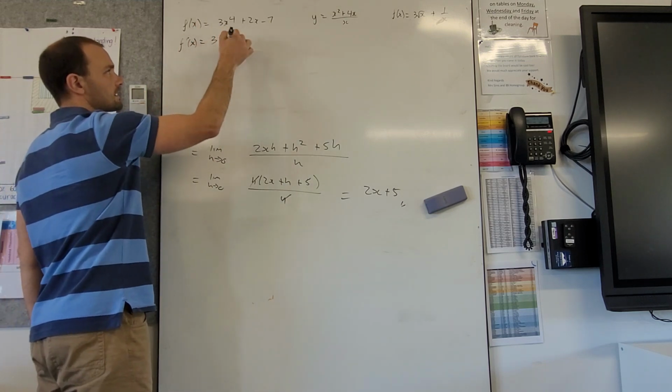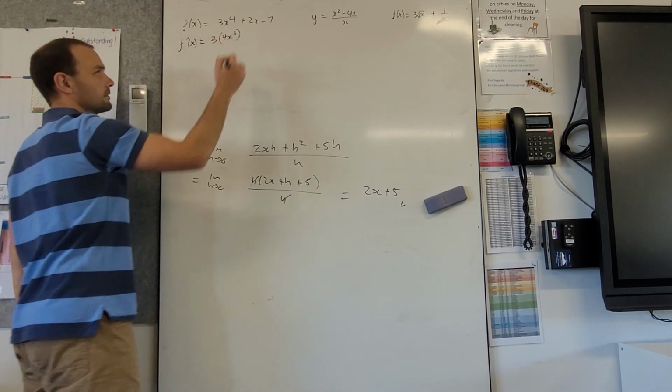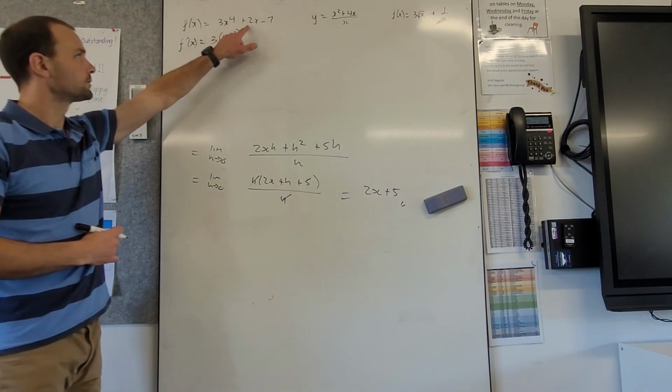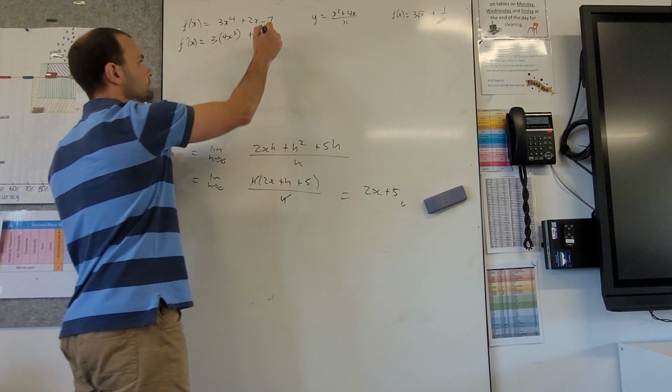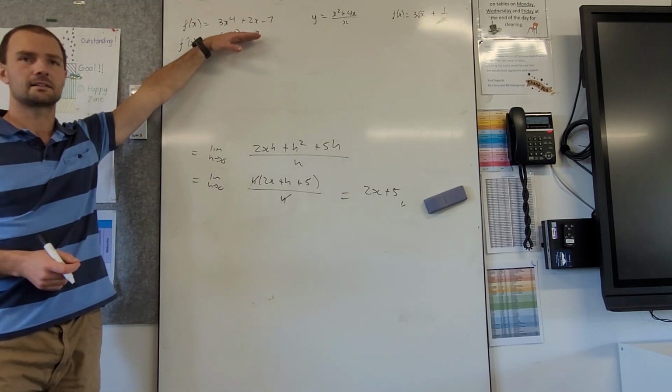Now the 3 hangs out, and the derivative of x to the 4 is 4x to the 3. The derivative of 2x is 2, and the derivative of minus 7 is 0. Any number will disappear. Now you get full marks there, okay?